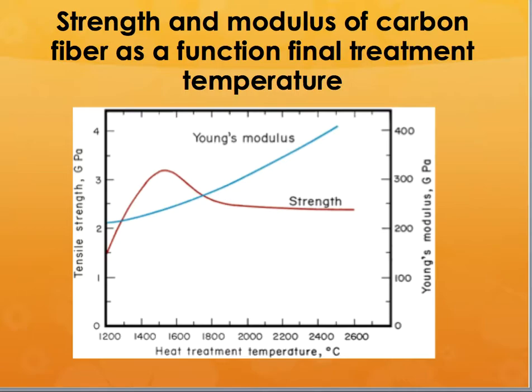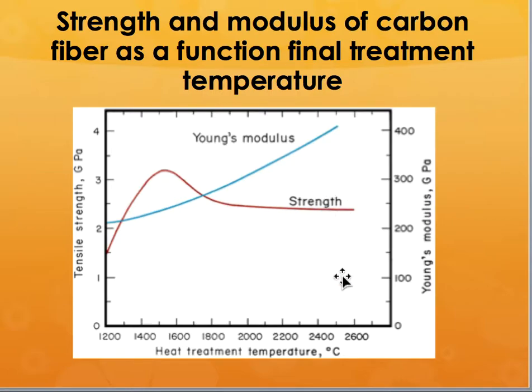So what happens when you are heat treating this polyacrylonitrile under tension at different temperatures? The tensile strength goes up if your heat treatment is limited to approximately 1600 degrees centigrade. Young's modulus keeps going up up to 2600 degrees centigrade or so. So you get the highest modulus for the highest heat treatment temperatures, but the strength actually goes up and then it starts coming down.